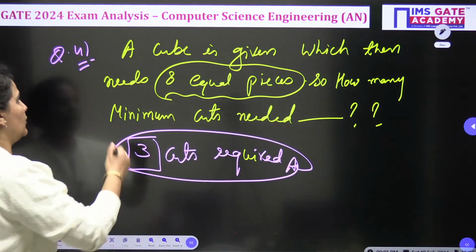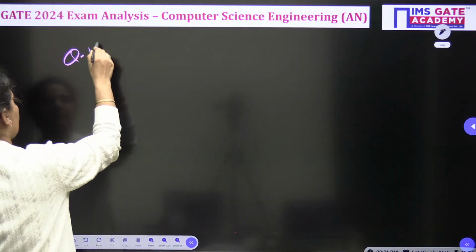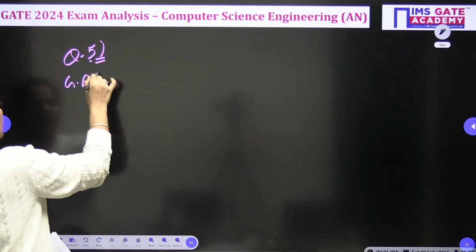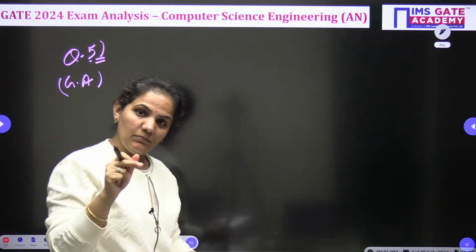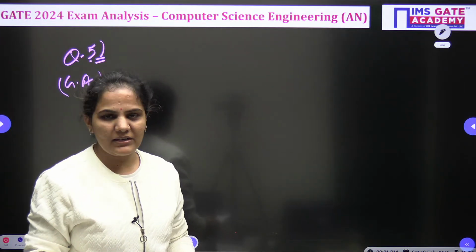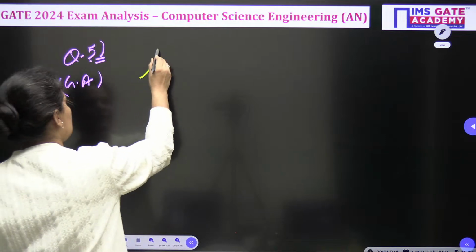One very simple question from the logarithm. That was 5, general aptitude. And as in the morning session, in this session also we have one question from the logarithm. So this is very easy.